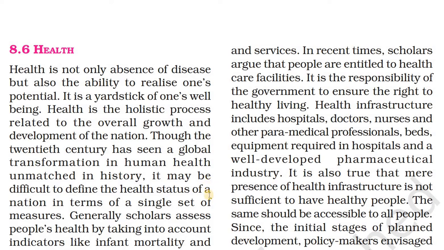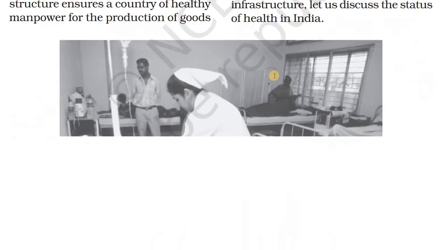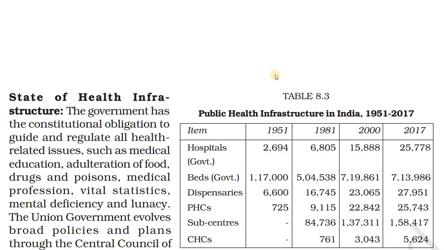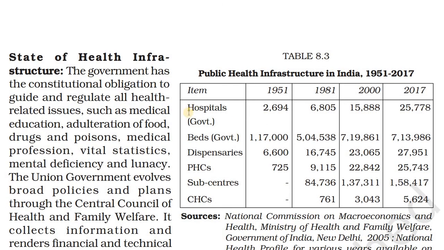India has built up a huge health infrastructure and human resources at different levels. If you take state health infrastructure, you can see in the table that hospitals in 1951 numbered 2,654 in the government field, and in 2017 it is 25,778. Beds in government hospitals were 1,17,000, now it is 7,13,000 something.